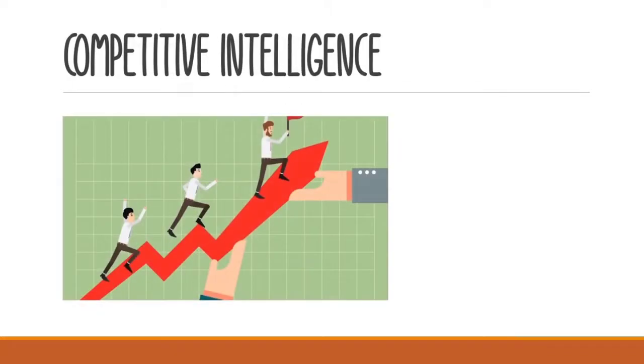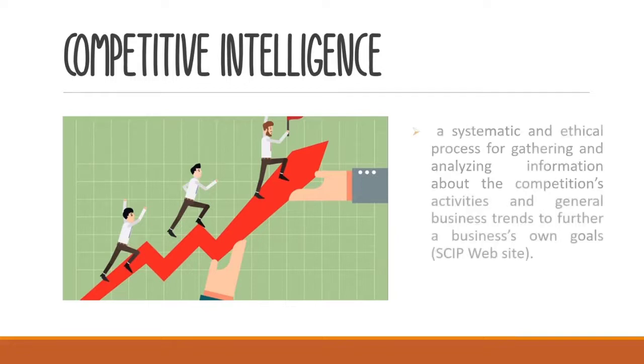Now we have this what we call competitive intelligence or CI. As formally defined by the Society of Competitive Intelligence Professionals or the SCIP, it is a systematic and ethical process for gathering and analyzing information about the competition's activities and general business trends to further a business' own goals. So, good competitive intelligence in business is one of the keys to success.